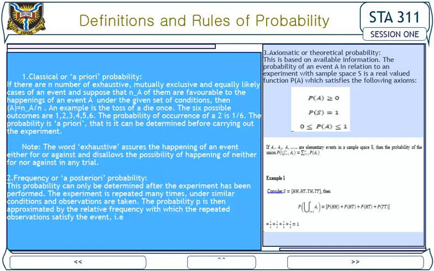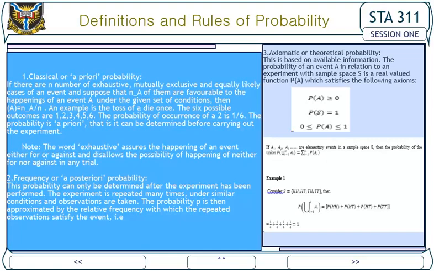2. Frequency or a posteriori probability. This probability can only be determined after the experiment has been performed. The experiment is repeated many times under similar conditions and observations are taken. The probability P is then approximated by the relative frequency with which the repeated observations satisfy the event, that is, the limit as n approaches infinity of n of A over n.